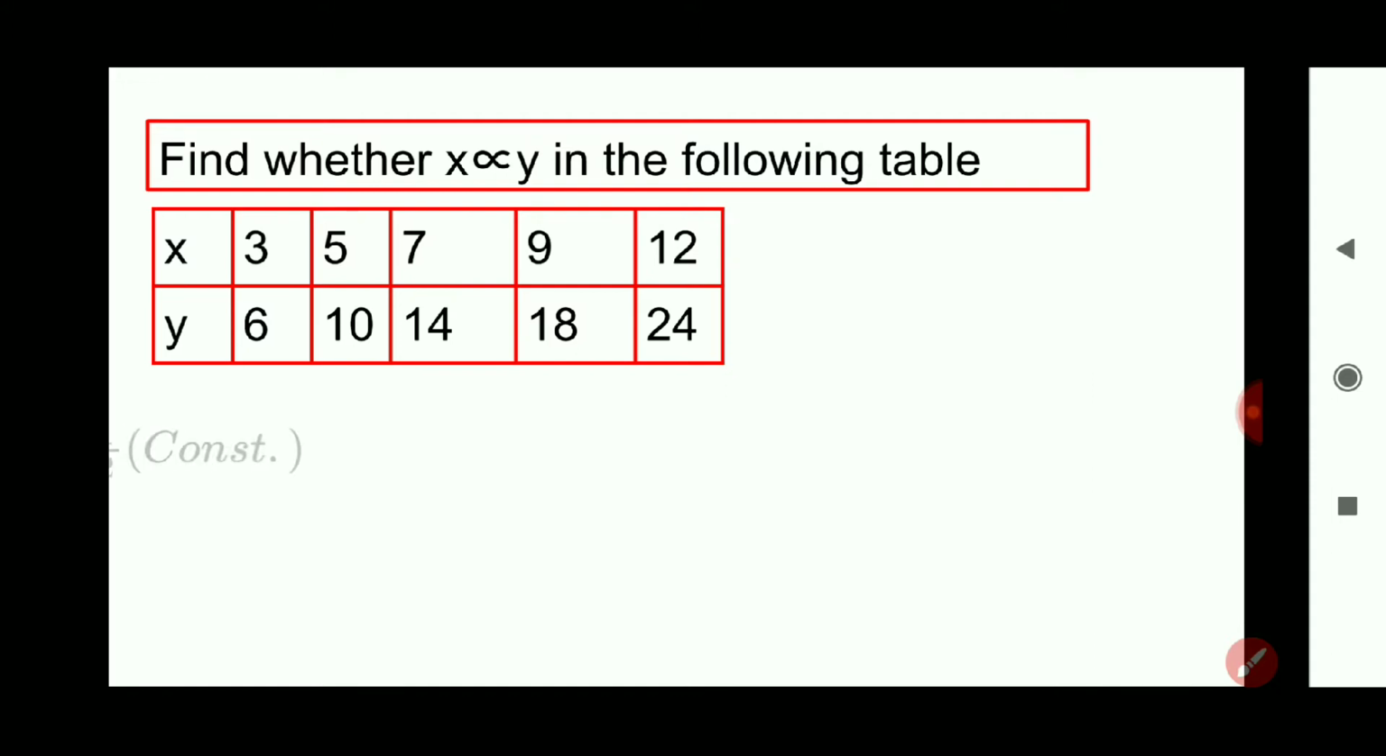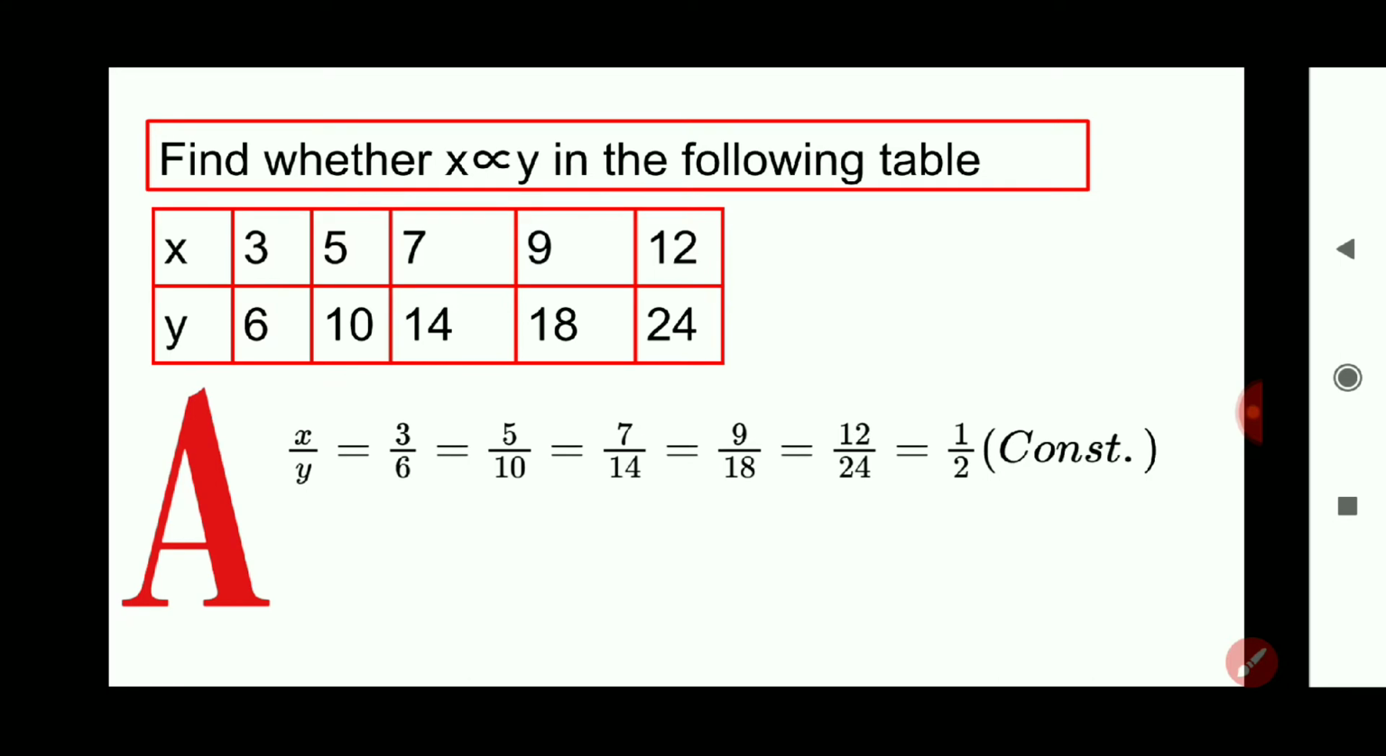You know the answer. First find x by y. That means 3 by 6, 5 by 10, 7 by 14, 9 by 18, 12 by 24. Yes, its answer is the same, that is constant. That answer is half. That is constant. Hence, we can tell that x is directly proportional to y.